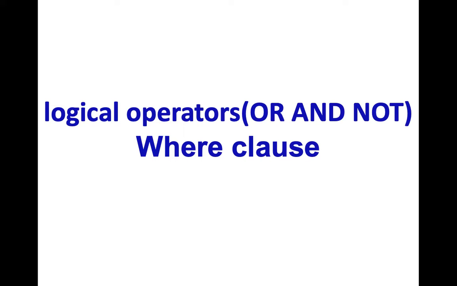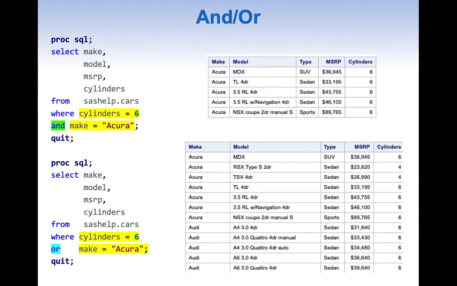Now let us look into logical operators. They are AND, OR and NOT. Logical operators link other operators. Now let us look into the AND/OR logical operators: how they link other operators, what is the impact of linking with AND, and also what is the impact of linking with OR. We will go into details, especially through examples.